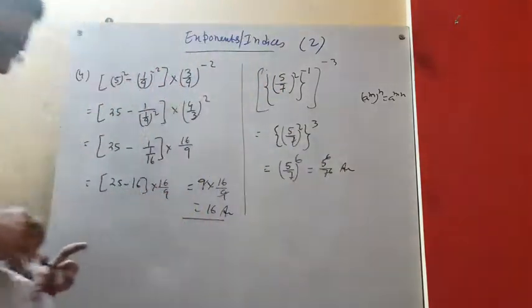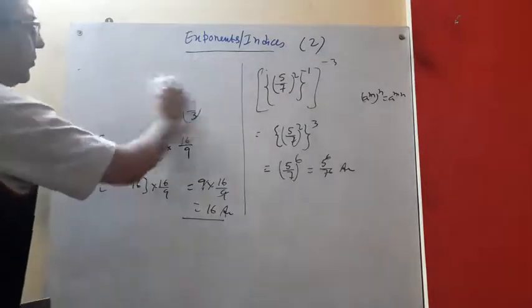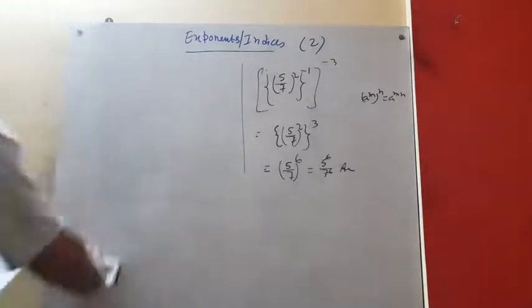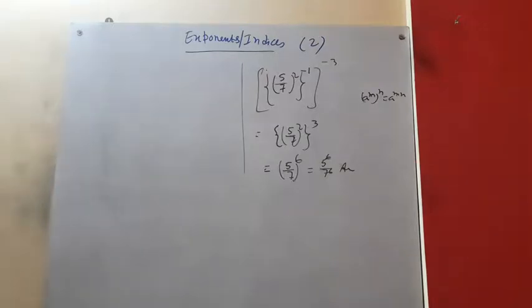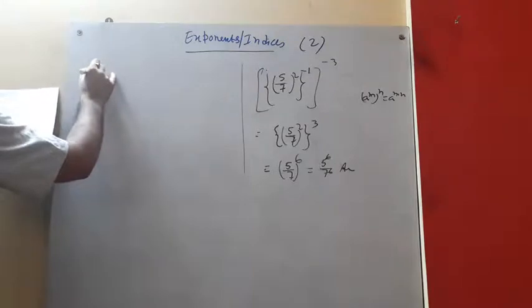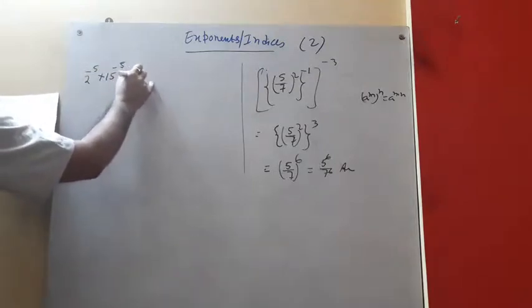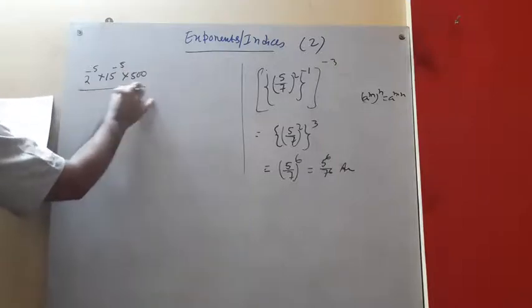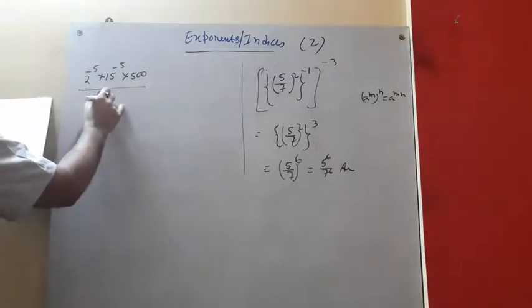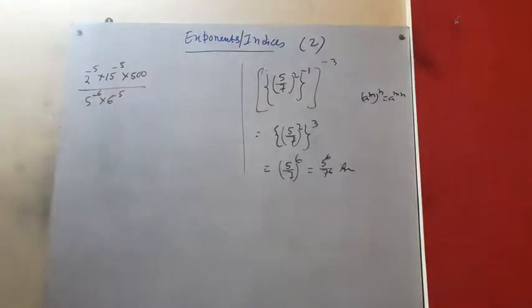Okay. Now we'll go for the third one. This type of sums are coming in the exam. 2 to the power minus 5 into 15 to the power minus 5 into 500 by 5 to the power minus 6 into 6 to the power minus 5. How to solve this type of problem?